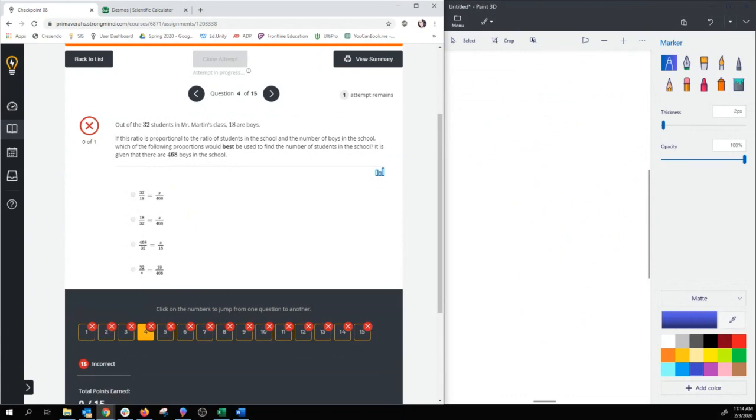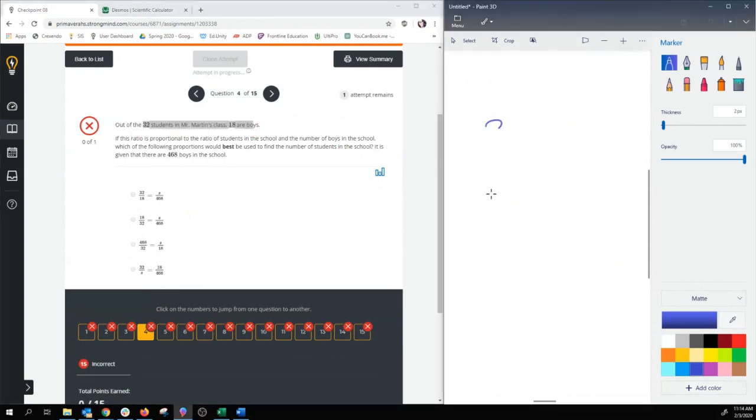Okay. So what is the first ratio that I can make based off of this first sentence here? So based off this first sentence, I can write a ratio. See, Chelsea says 32 over 18. I agree. So whenever you're in doubt, just write your ratio in the order you read it. So 32 comes first. I'm going to put 32 on top. 18 comes second. I'm going to put 18 on bottom. So 32 is the number of students, and 18 is the number of boys.